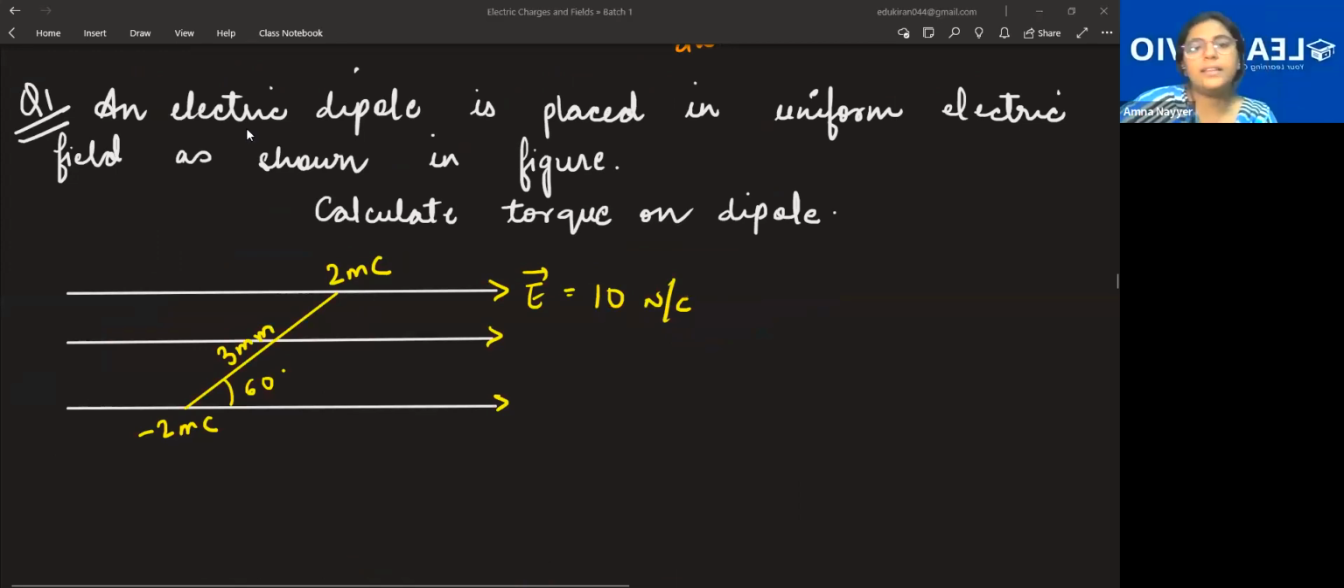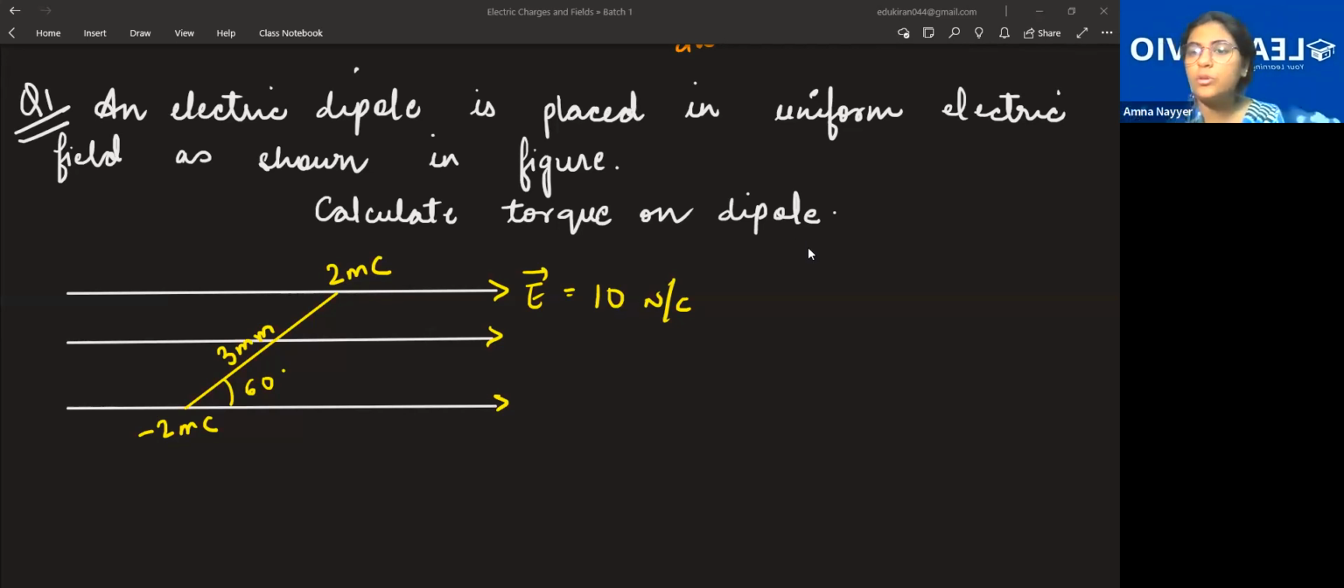Look, in this question, you have an electric dipole which is placed in a uniform electric field. This is shown in the figure. So you have to calculate the torque. So basically, what all things do you have? Minus 2 millicoulomb and plus 2 millicoulomb separated by a distance of 3 millimeters. This means that definitely this is making up a dipole moment. Now this angle is making 60 degrees with the electric field, and the electric field is 10 coulomb.